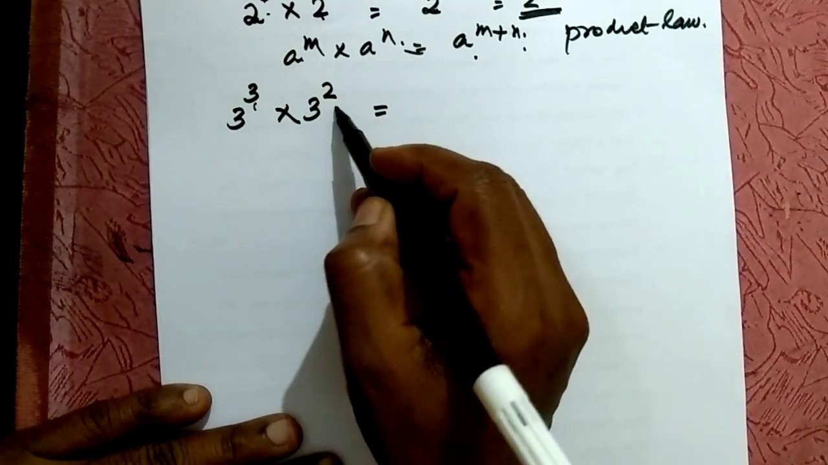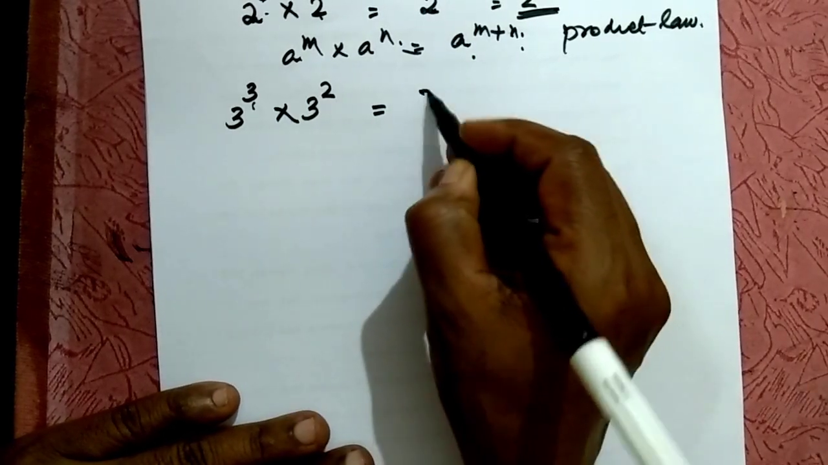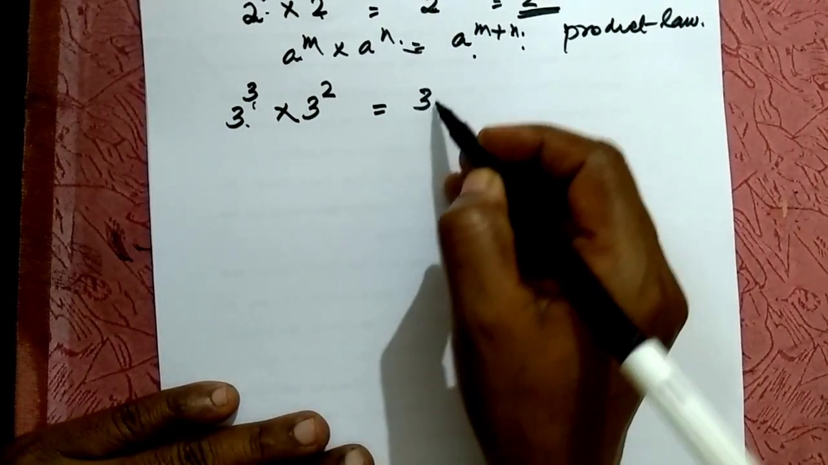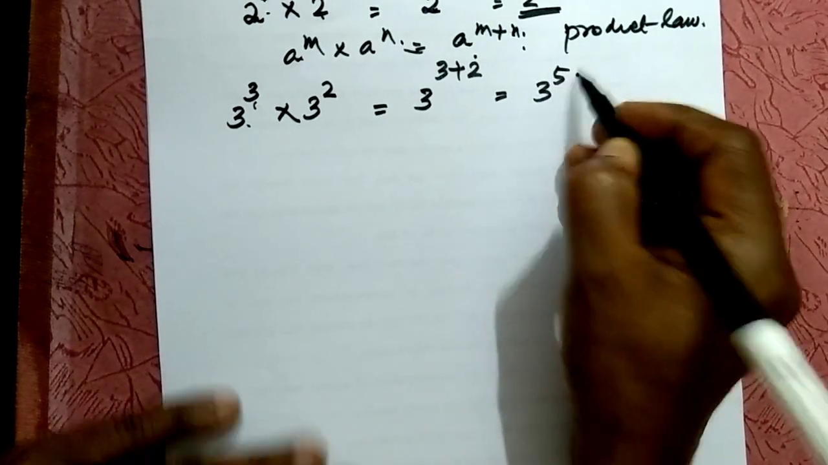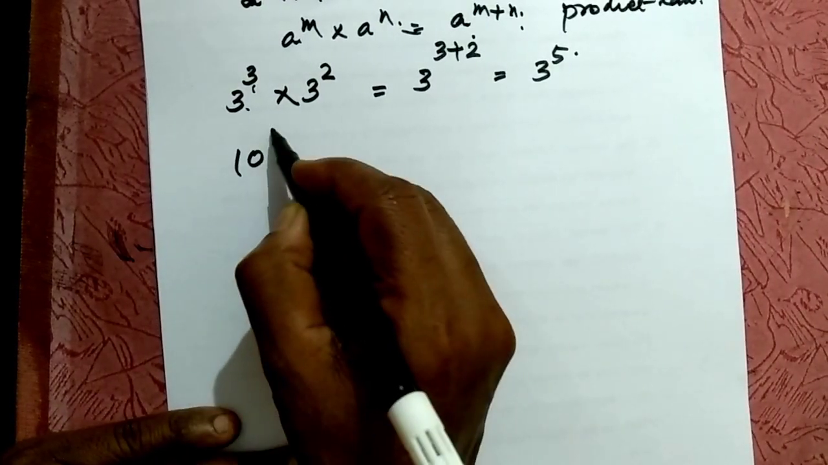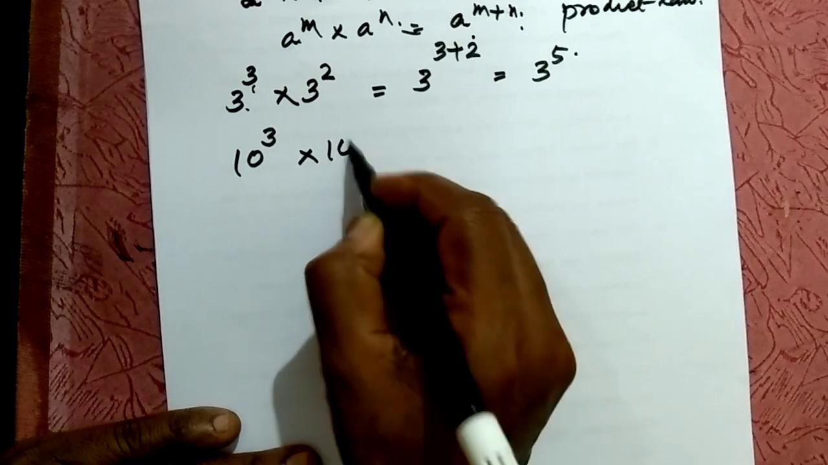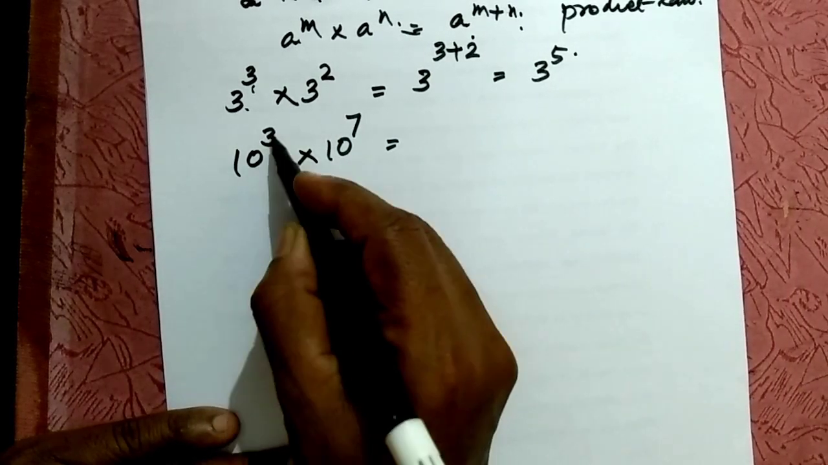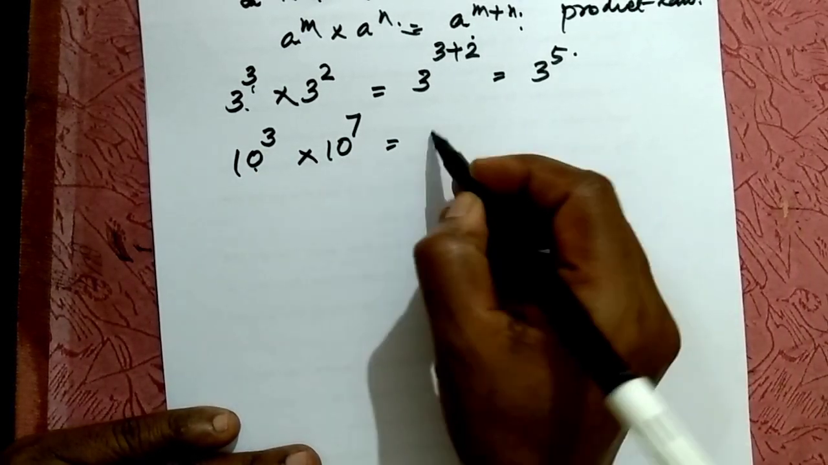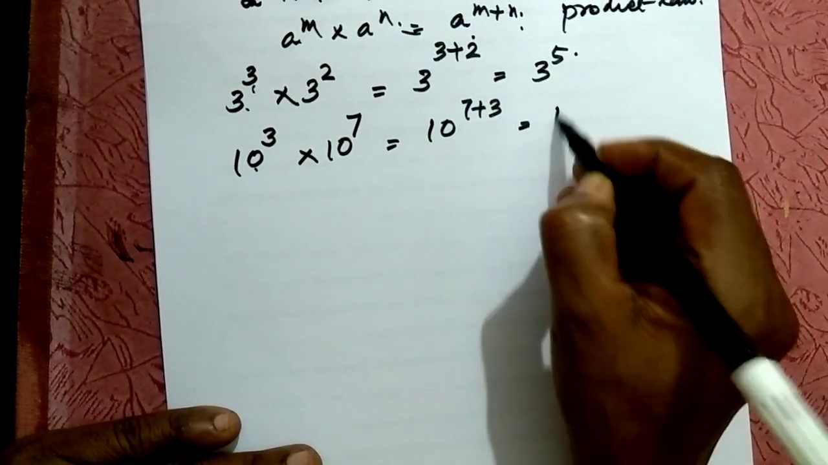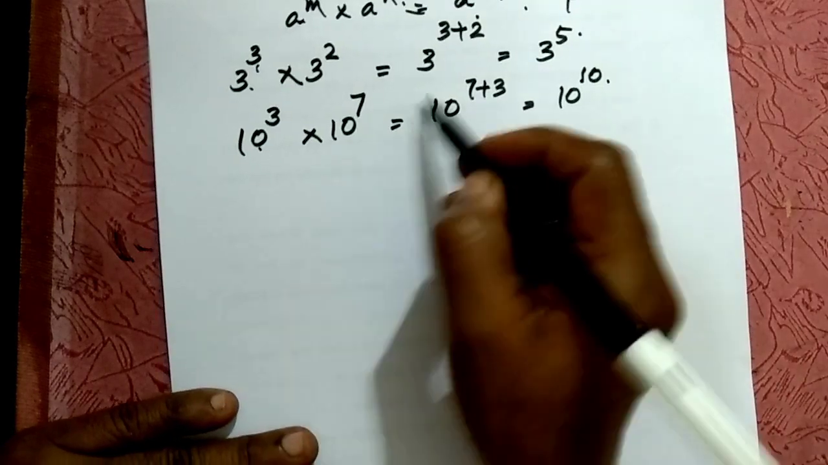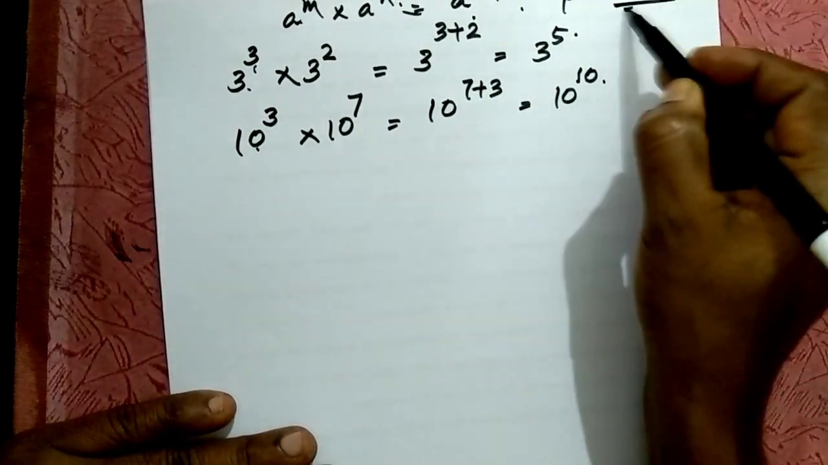3 raised to 3 into 3 raised to 2, same base, 3 raised to 3 plus 2 is equal to 3 raised to 5. Then 10 raised to 3 into 10 raised to 7. Same base, so the answer will be 10 raised to 7 plus 3 is equal to 10 raised to 10. So this is application of product law.